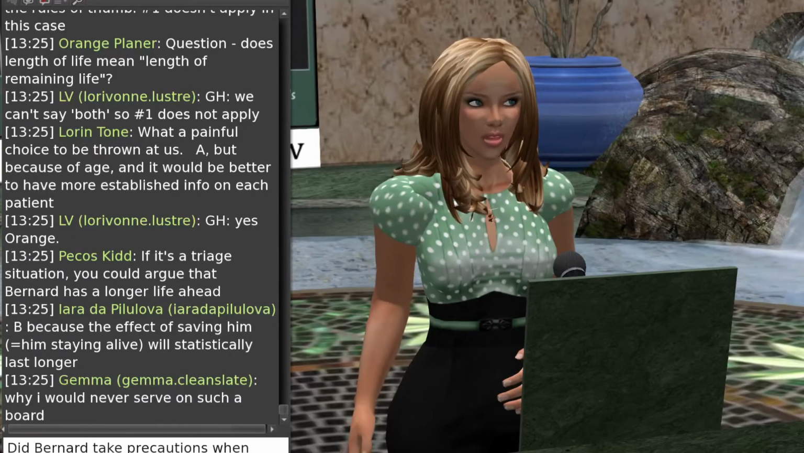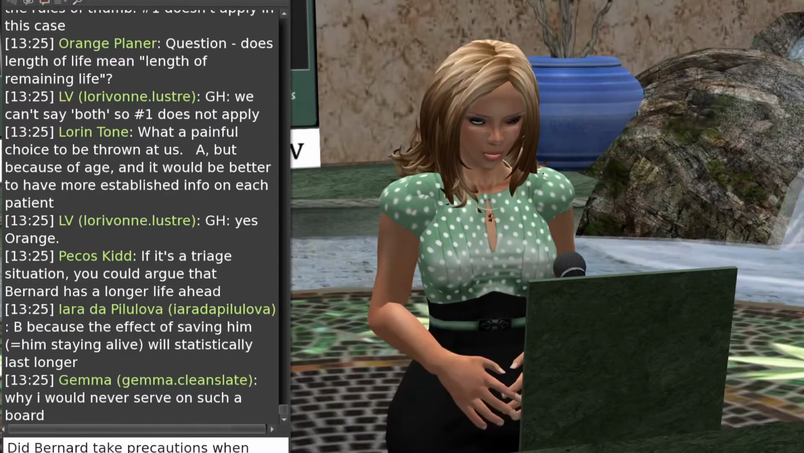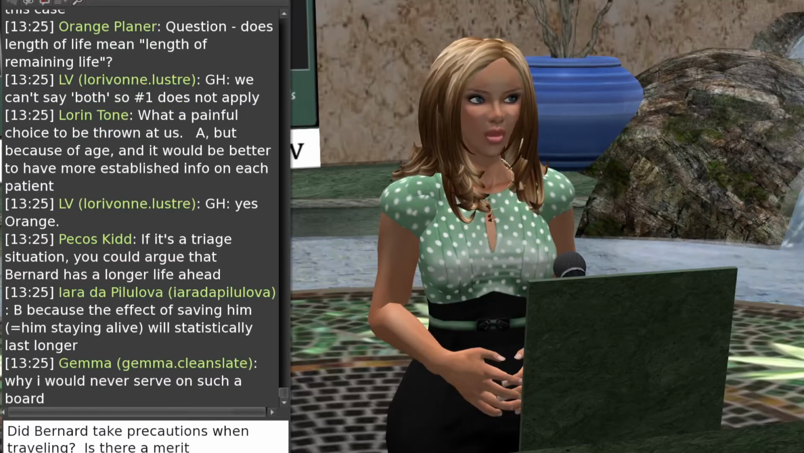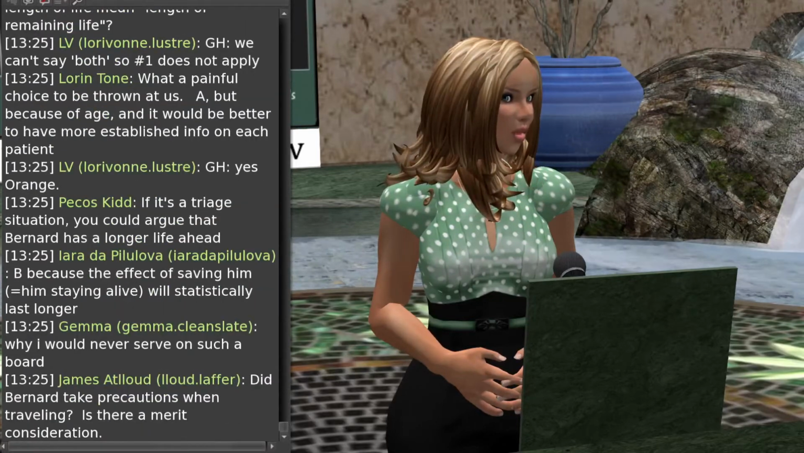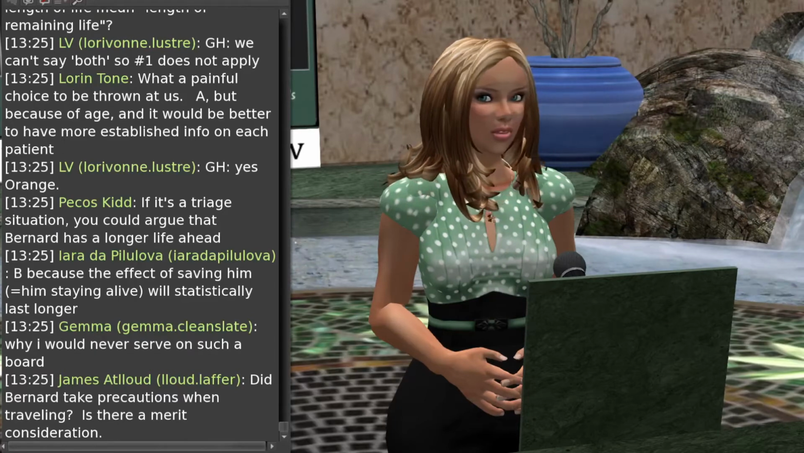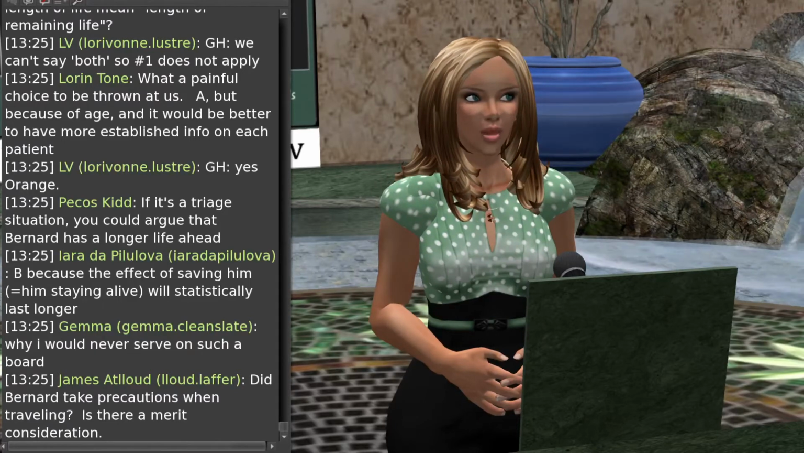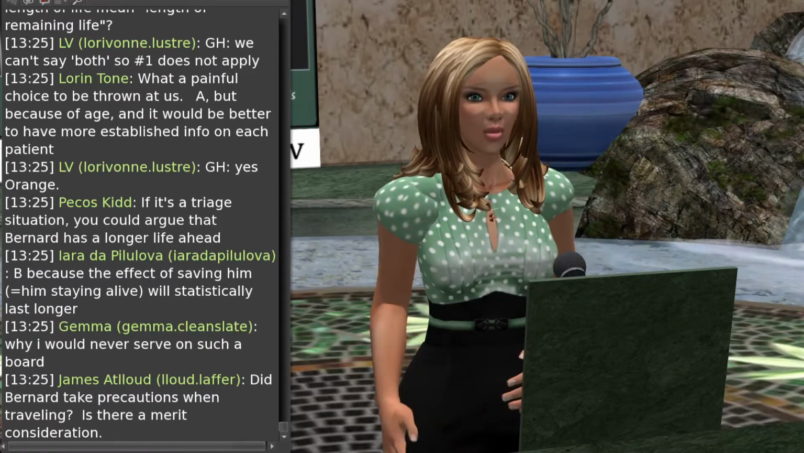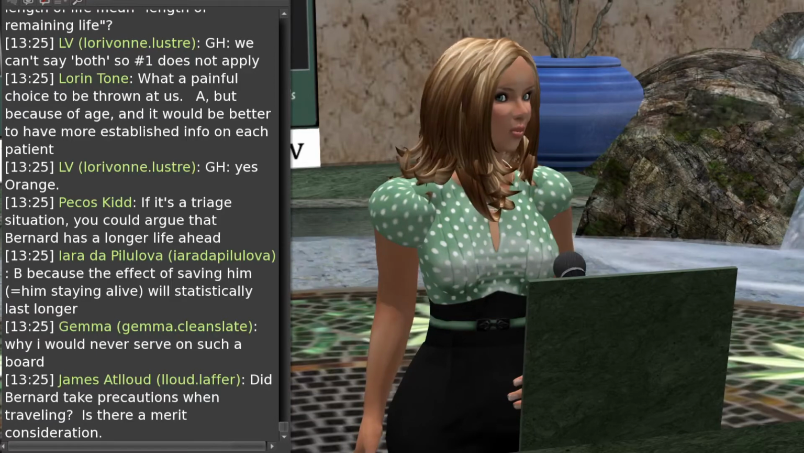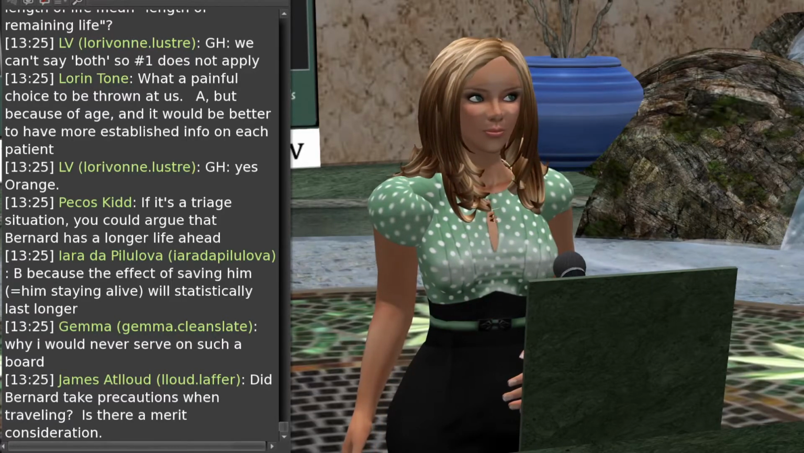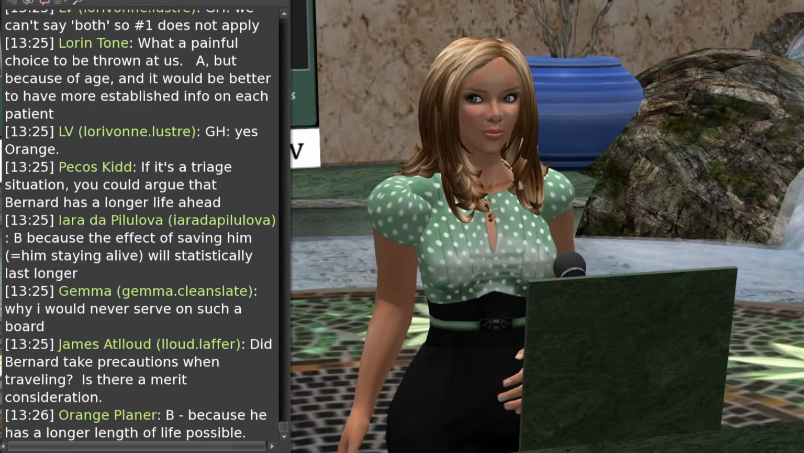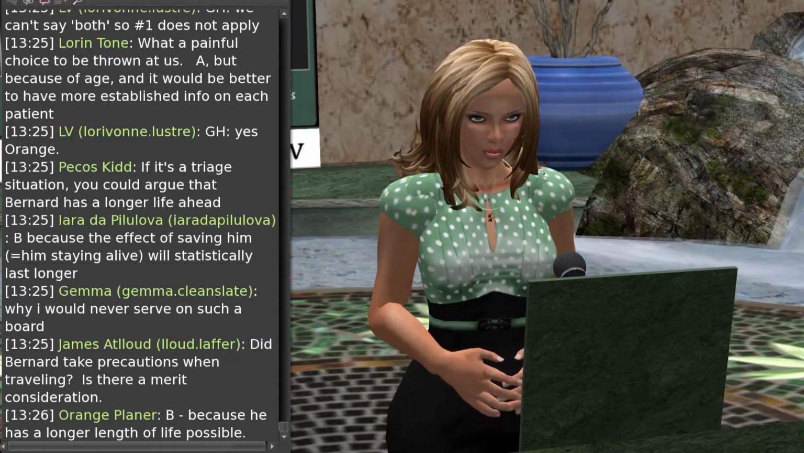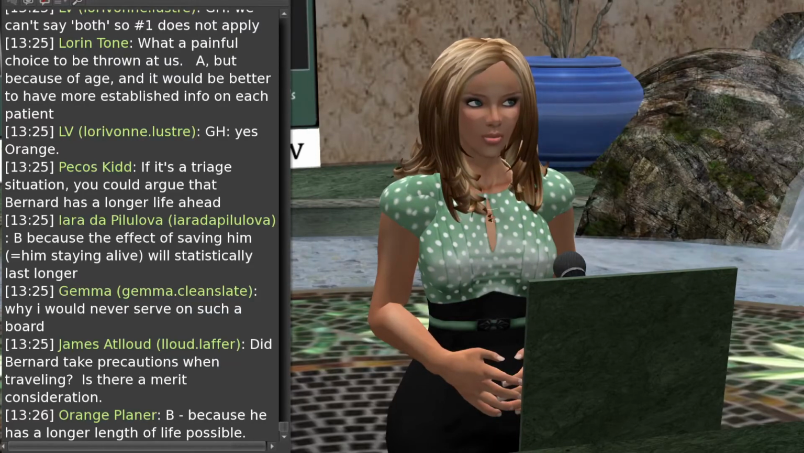Peko says if it's a triage situation, you could argue that Bernard has a longer life ahead. Iara says Bernard because the effect of saving him staying alive will statistically last longer. Jenna admits that's why she would never serve on such a board. James wants to know, did Bernard take precautions when traveling? Is there a merit consideration? Orange says Bernard, based on just the information we have, because he has a longer length of life possible.